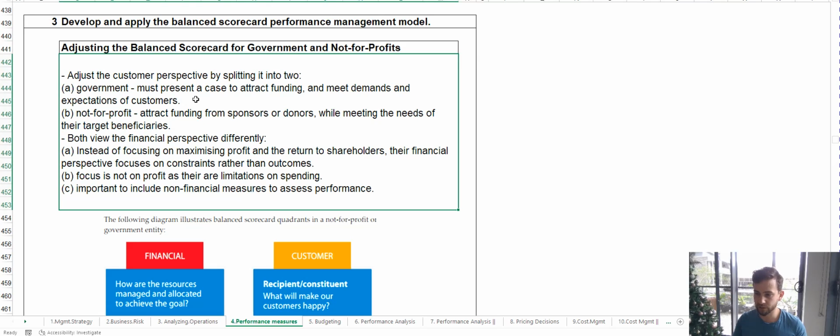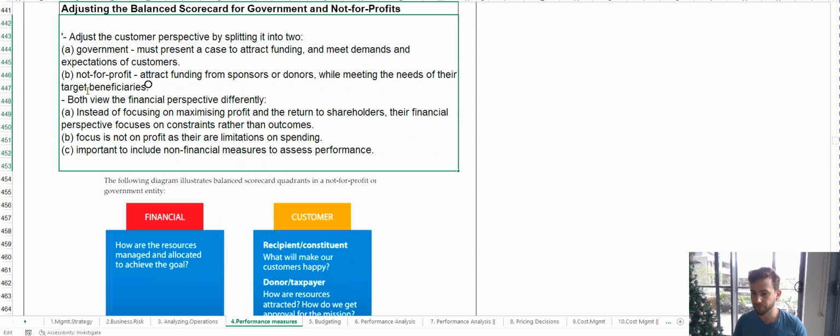So for government, you must present a case to attract funding. For a not-for-profit, you need to attract funding from sponsors or donors and so forth. And it's just saying here that both of them view the financial perspective a little bit differently to private enterprise, including focusing on maximizing profit and return to shareholders. The financial perspective focuses on constraints rather than outcomes. So, we have this much funding from the government, we can do this much within our funding, rather than we need to grow revenue by 20%. It's more about what can we do with our money.